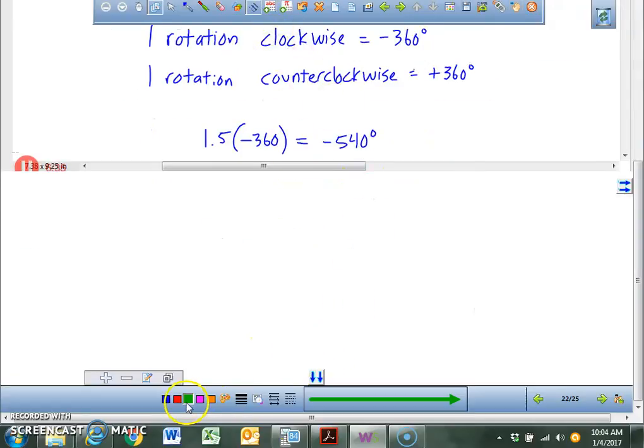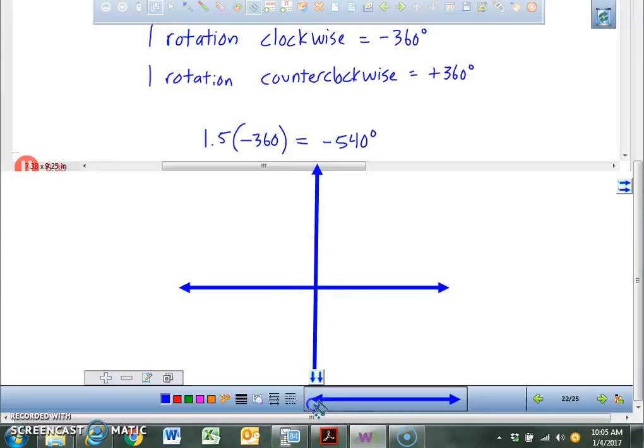Alright, now I'm just going to do a little animation here to help you see what we just did. So let's say, everybody, that this is your x-axis, and this is your y-axis. So we have an x and a y. If I started right here, and I said, okay, I'm starting here, it says to do how many rotations? 1.5 rotations clockwise. How many degrees have I gone? I've gone 360 degrees. It says go an extra half. So I finish over here.